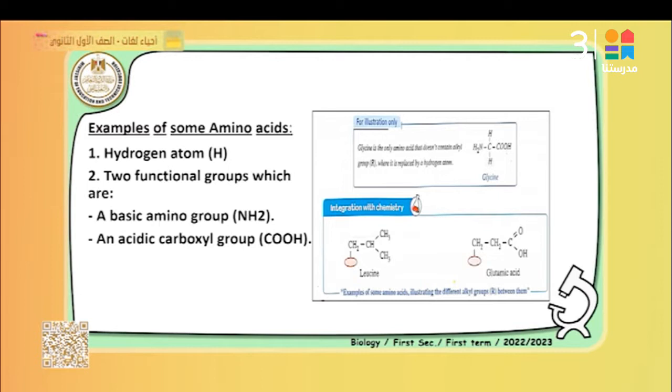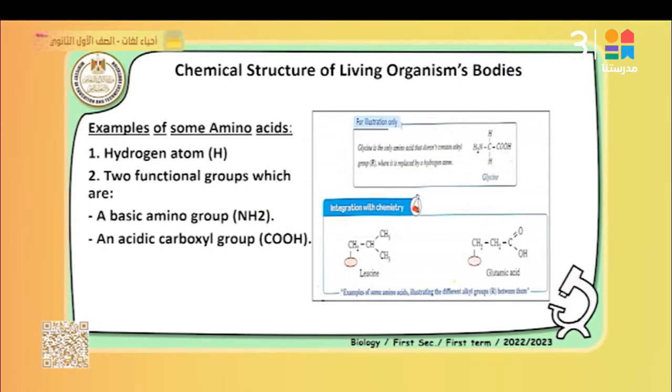There are 20 types of amino acids. They all contain a carboxyl group and an amino group. Only one type of amino acid doesn't contain an alkyl group, for example glycine, which is the different amino acid. Here are examples of some amino acids with hydrogen and the two functional groups: the basic amino group and the carboxyl group.